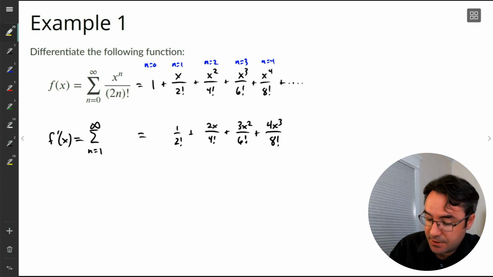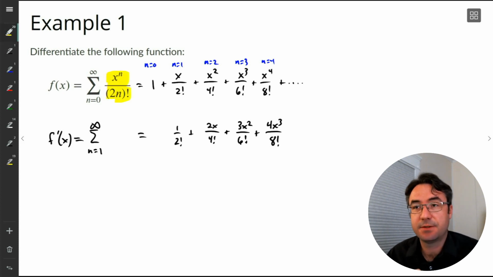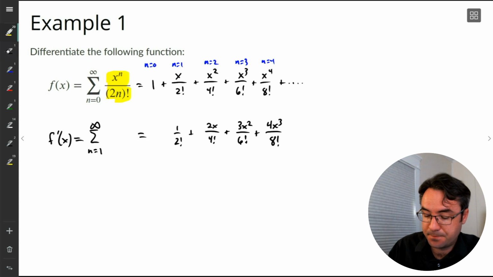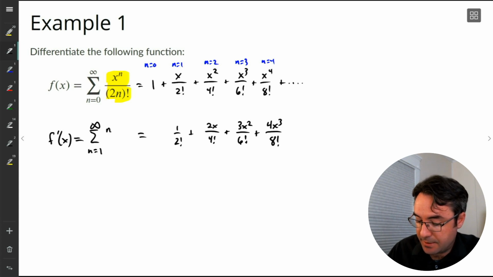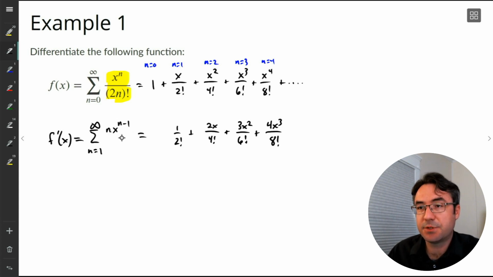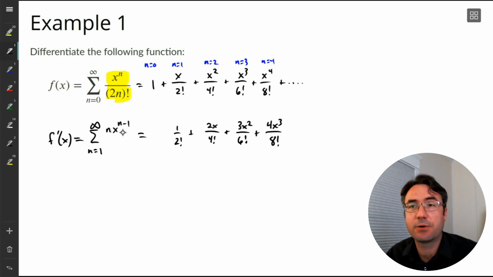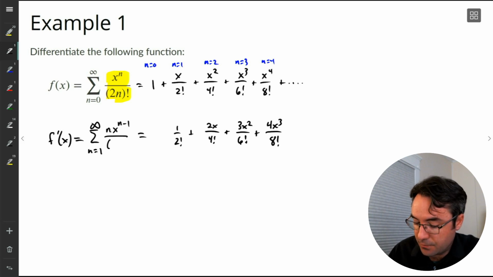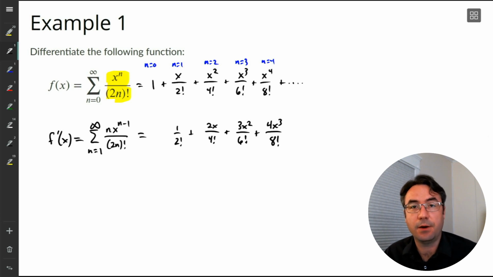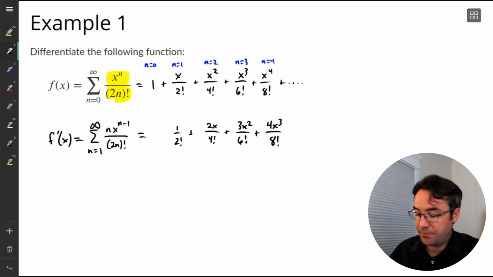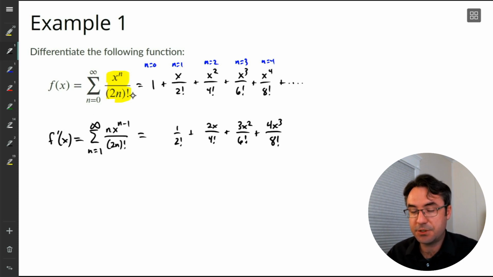Well, we really just differentiate this. So we bring down the n, keep x the same, subtract 1 in the exponent. We're just doing the power rule there. And then this is all over 2n factorial. And there we go. So if we have the terms written out, we just go term by term and differentiate. If we have it written in sigma notation, we just differentiate the general term.